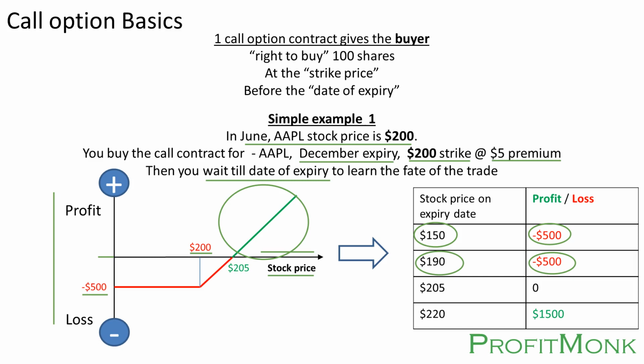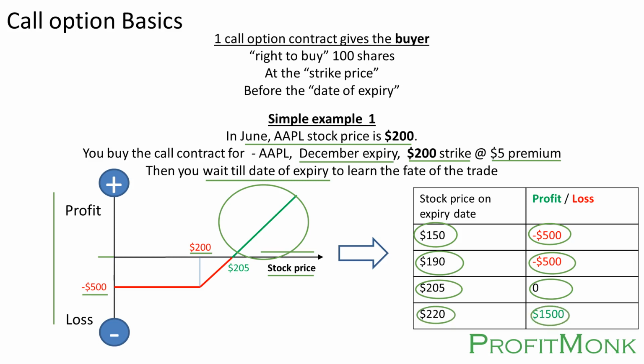So if it closes exactly at 205 on the day of expiry, which is going to be the third Friday of December, you do not make any money. You do not lose any money either. But if it closes at, let's say, $220, then you make $1,500.